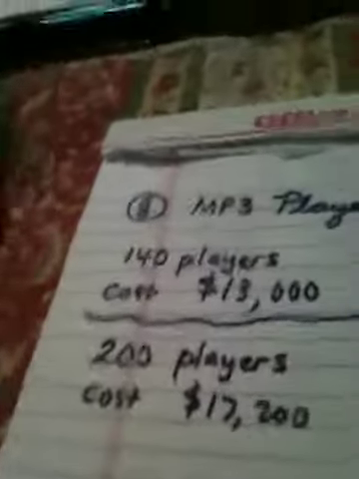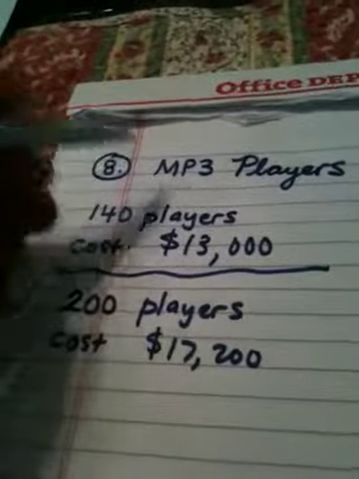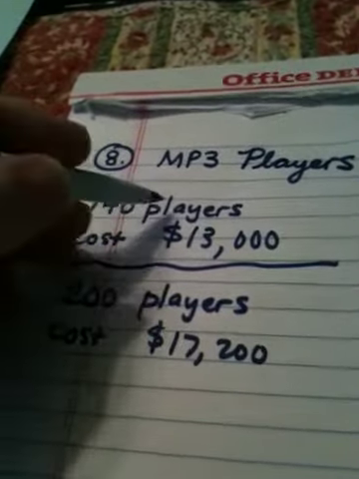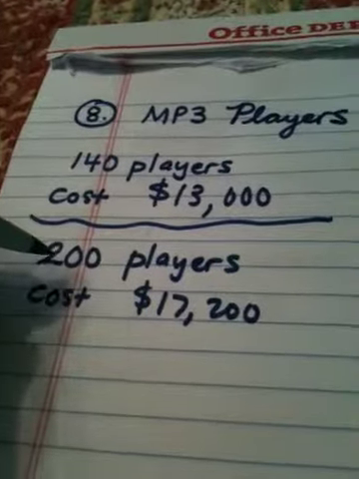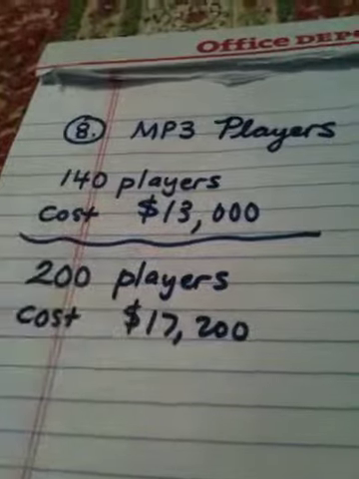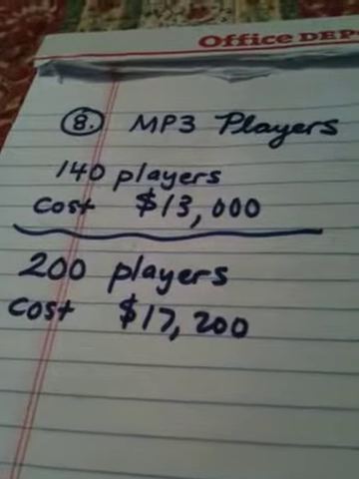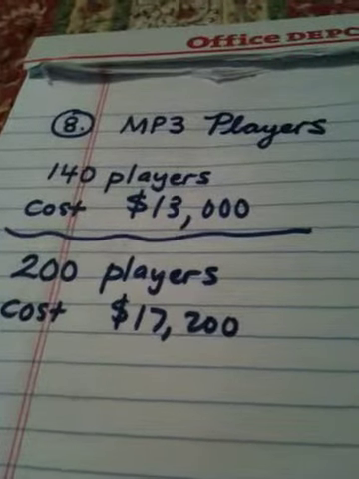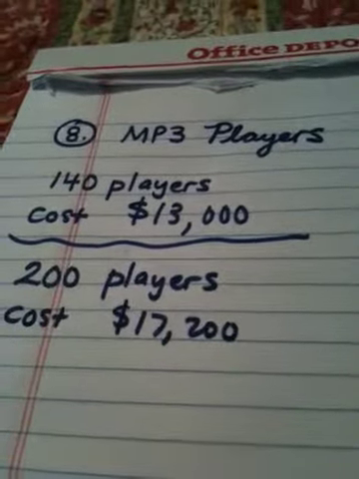Okay, ladies and gentlemen, question number 8 has to do with MP3 players. And what it tells us is the cost to produce 140 players is $13,000. The cost to produce 200 players is $17,200. Now let me read some more data from the sheet. It also says to assume that the total cost is linearly related to the number of players produced.